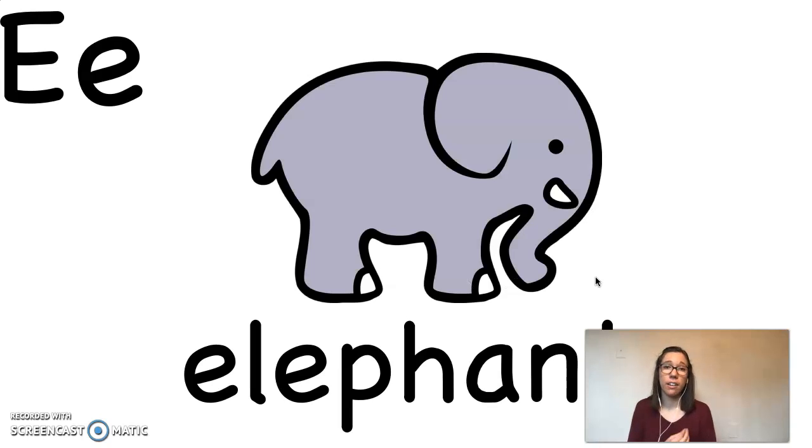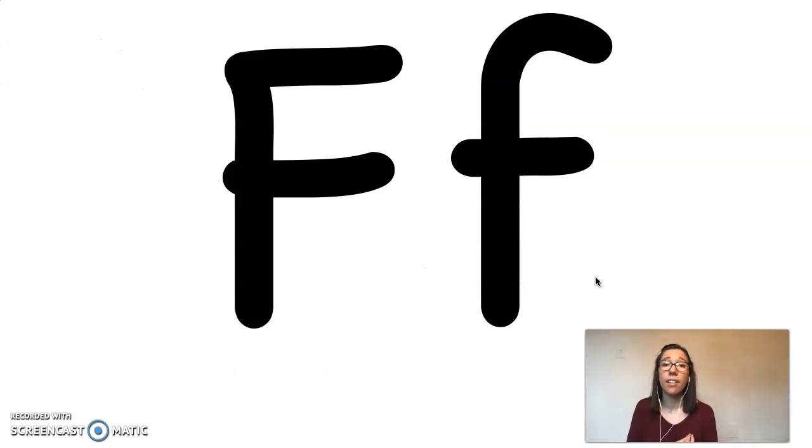The short sound for E is E, as in elephant. Elephant. E also has a long sound, but we're just doing short sounds today. E has two sounds because it is a vowel. Our vowels are A, E, I, O, and U. But let's focus on E. E is elephant. Next up is F.